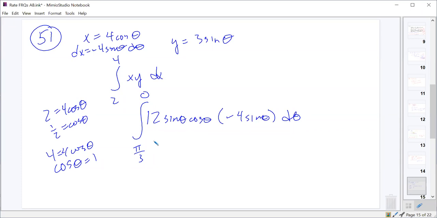And the way we get the choice out of that is this is a negative 48. You can pull the 48 out, right? And I can get rid of the negative if I flip the limits of integration, so make it 0 to pi over 3. And then you've got a sine squared theta cosine theta d theta. Good or no? Oh, sorry, that's choice E. I thought it was A, B, C going down there on those choices, but choice E. Any questions there on 51?